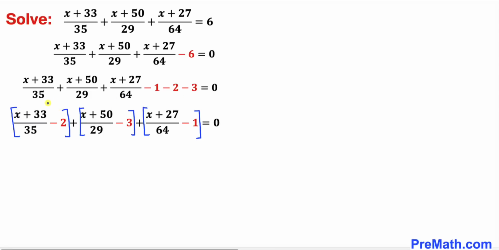And now let's focus on this very first bracket. We can see we got a 2 over here and our denominator is 35. So therefore I can write this 2 as 70 divided by 35. Likewise, in this next bracket, since our denominator is 29, this 3 could be written as 87 divided by 29. And finally, in this bracket, since we are dealing with the denominator 64, 1 could be written as 64 divided by 64.